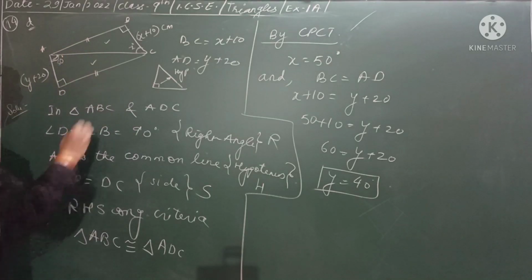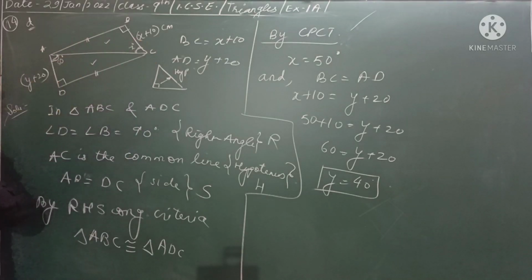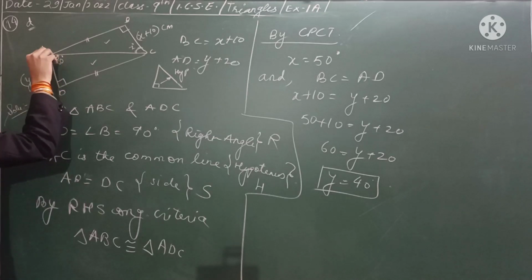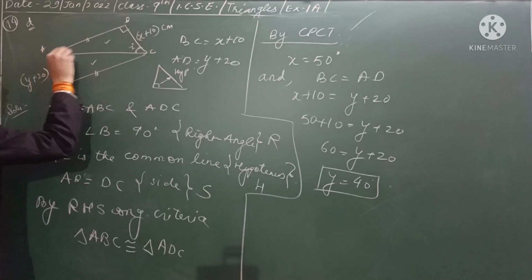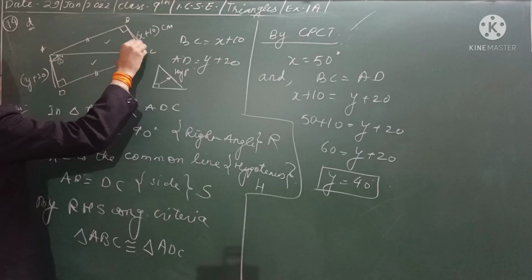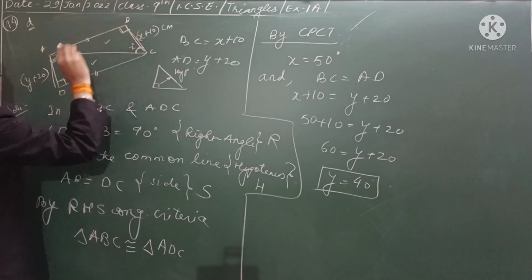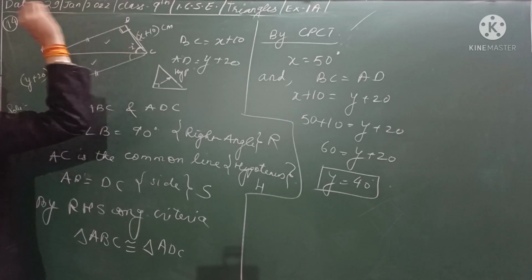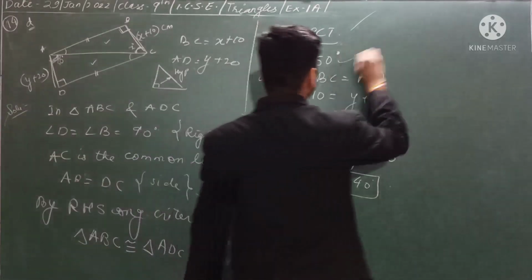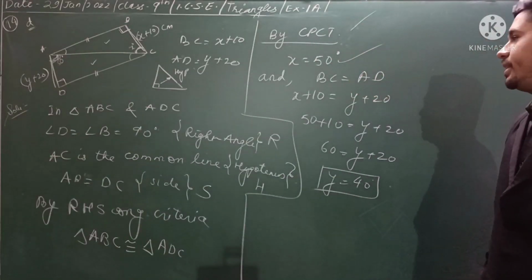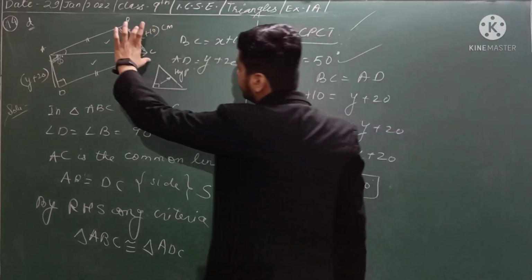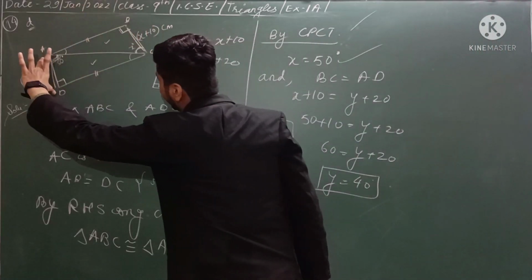If you consider this to be the base and this angle, and this to be the base and this angle, so this angle is equal to this angle. This 90 degree is equal to this 90, and this angle is equal to this angle. So by CPCT we say x is equal to 50 degree. And also one more thing, we say that BC will be equal to AD.